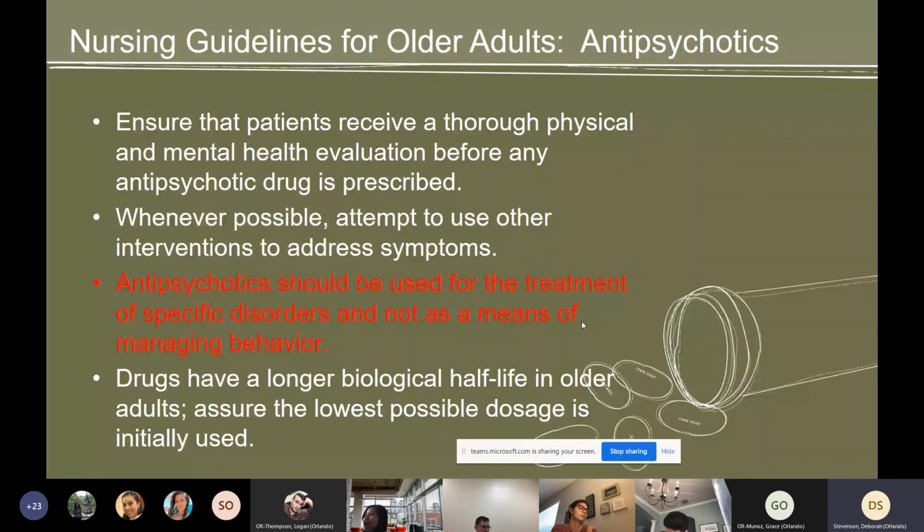Okay, the thing about antipsychotics is they should only be used for treatment of the disorder, not for managing behavior. And sometimes we think, oh, we need to give them an antipsychotic because of their behavior. Well, that's not the whole purpose of an antipsychotic. It really is to address the problem, not so much the behaviors of the patient.